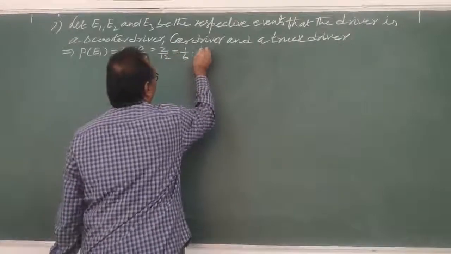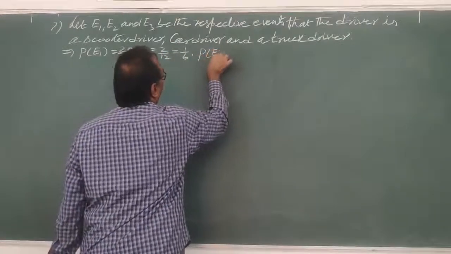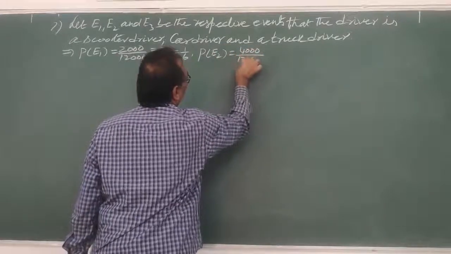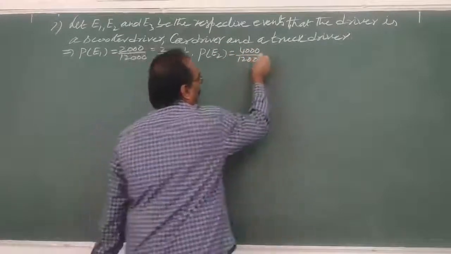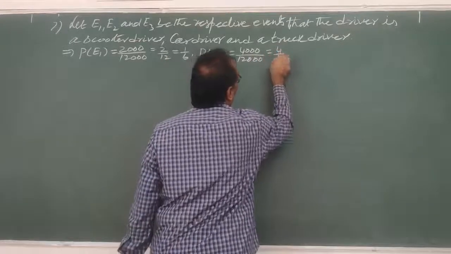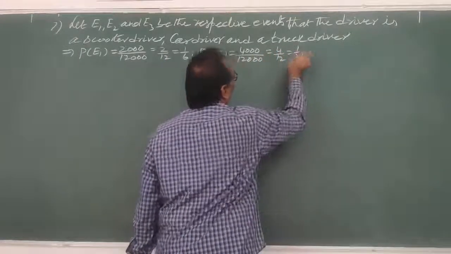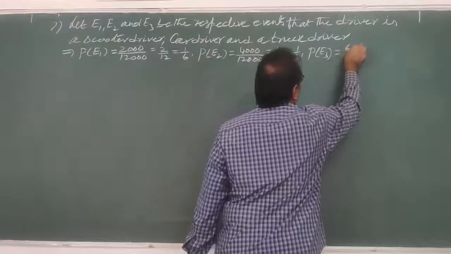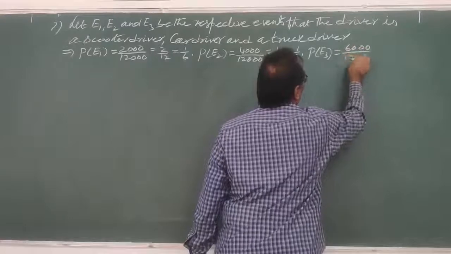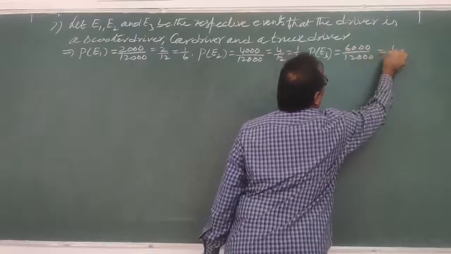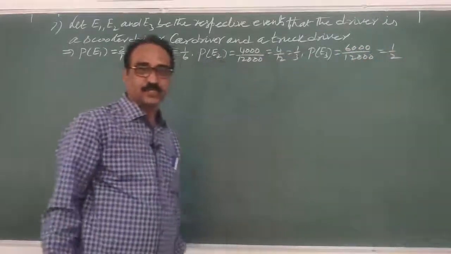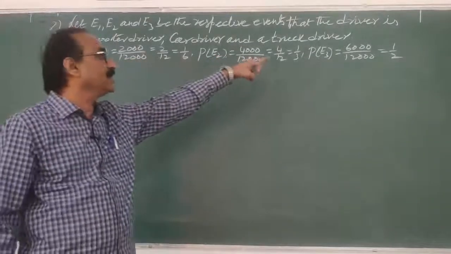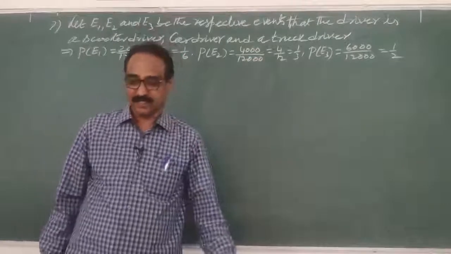In a similar manner, P of E2, car drivers: there are 4,000 out of 12,000 total insured persons. So 4 by 12, which is 1 by 3. And P of E3, truck drivers are 6,000 by 12,000, which is 1 by 2. So the probability of E1 is 1 by 6, E2 is 1 by 3, E3 is 1 by 2. Now A you want. What is A?